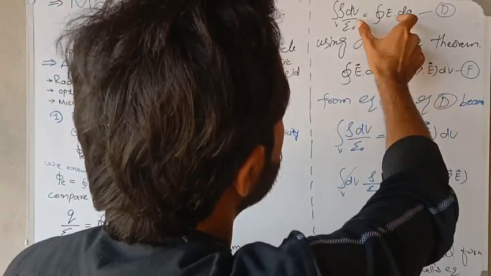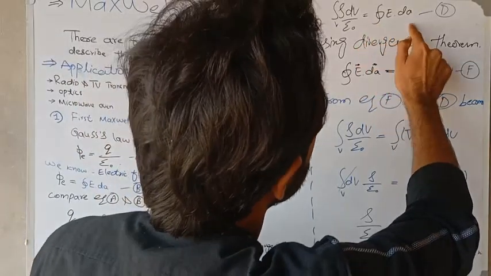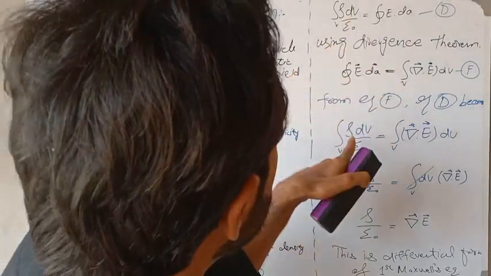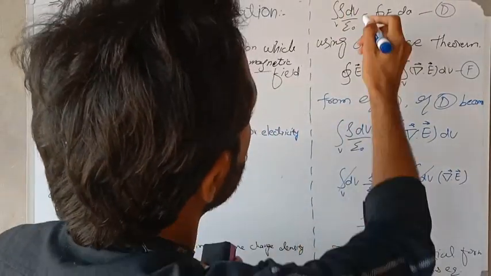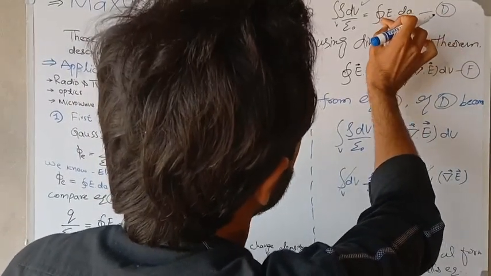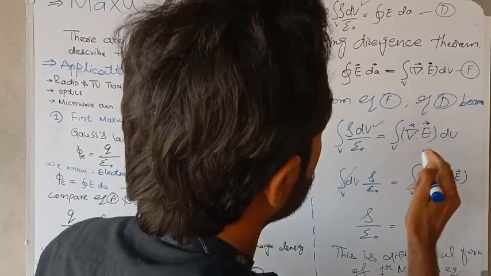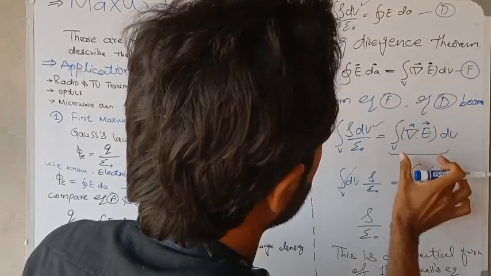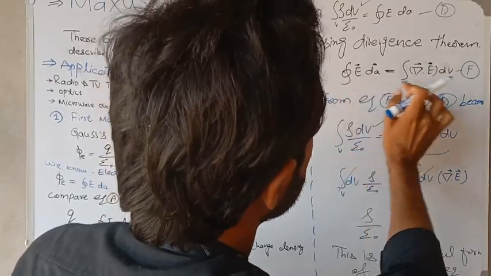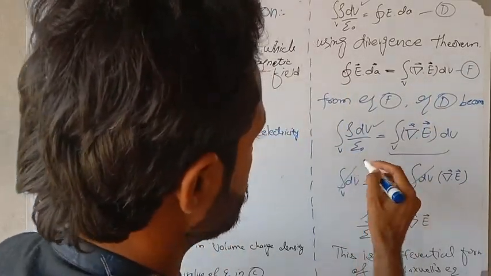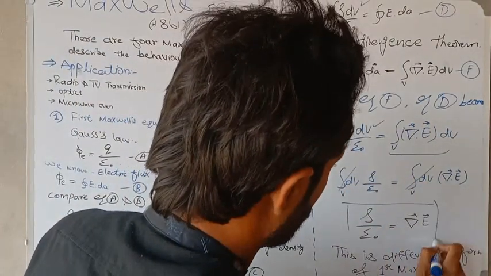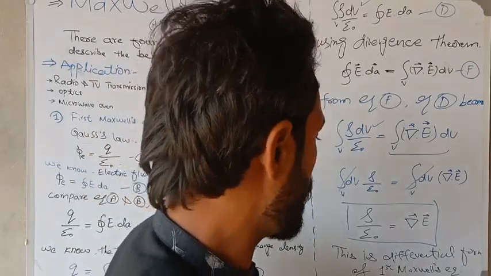From equation F, equation D becomes a replacement of this factor with this. So in the volume integral, this factor is the same, and this factor is the same. The change is the replacement of the closed integral by a volume integral, seen from equation F. By arranging, this factor will be cancelled and this is the final result. This is the differential form of Maxwell's equation.